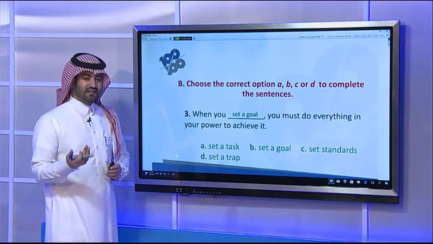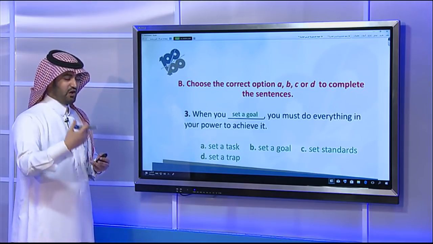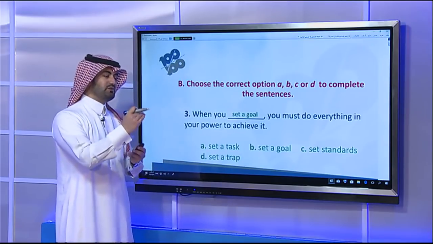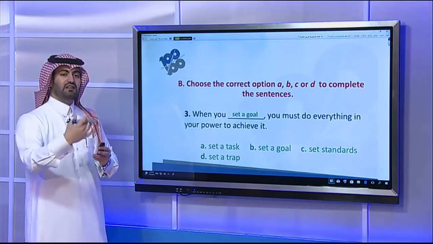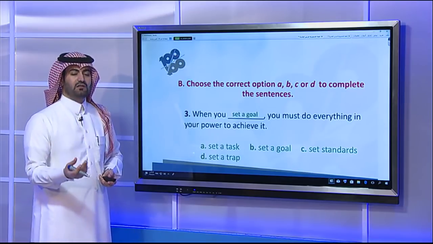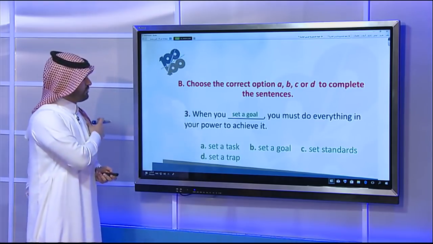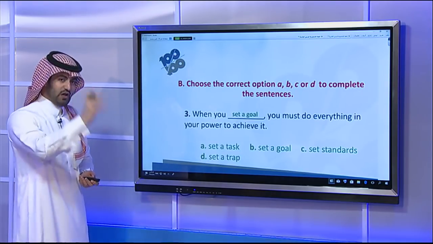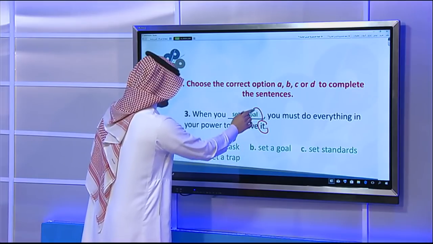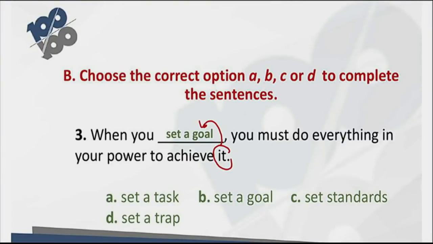When I say set a task, it is something that you have to do. What is your task? Like a homework, etc. Set a standard means to put, to decide on something. يعني put set standard معايير. طبعا معايير لشيء. Set a trap. As you know, a trap is a piece of equipment that we put to catch animals or mice, etc. So the answer, when you set a goal, you have to achieve your goal. Achieve it here, the it refers to the goal. It cannot refer to a task, or a standard, or a trap.